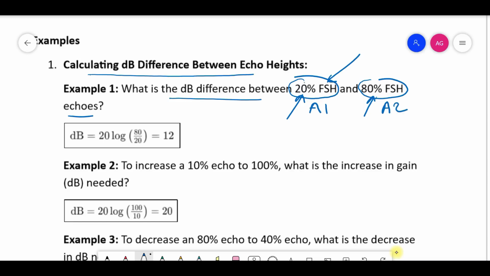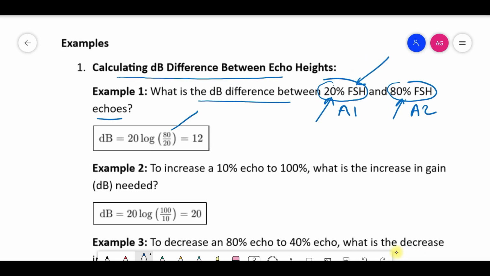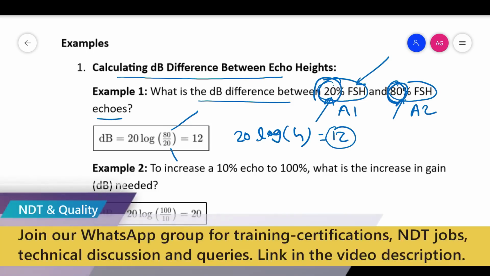So, if you write A2 above and A1 below, then you will have to take log 4 in it. Write 20 log 4. If you calculate it, you will get the final answer as 12. So what does it mean? You have to multiply the height of the echo by 4 times. Later, if you want to make it 80%, then you will have to increase it by 12 dB. Right, if you want to increase the height of the echo by 4 times, then you will have to increase it by 12 dB.